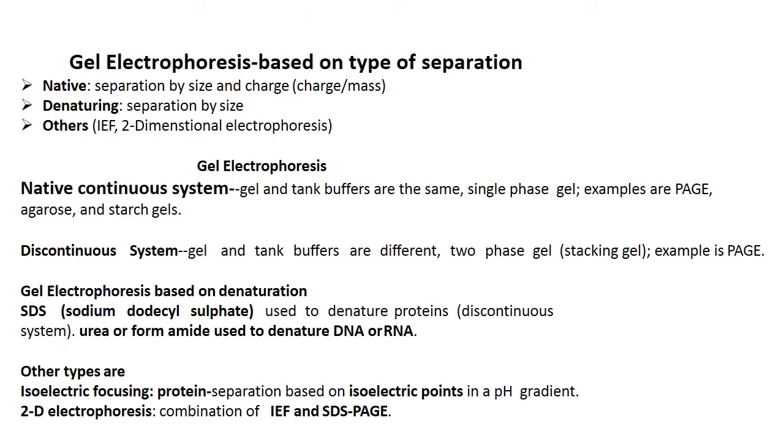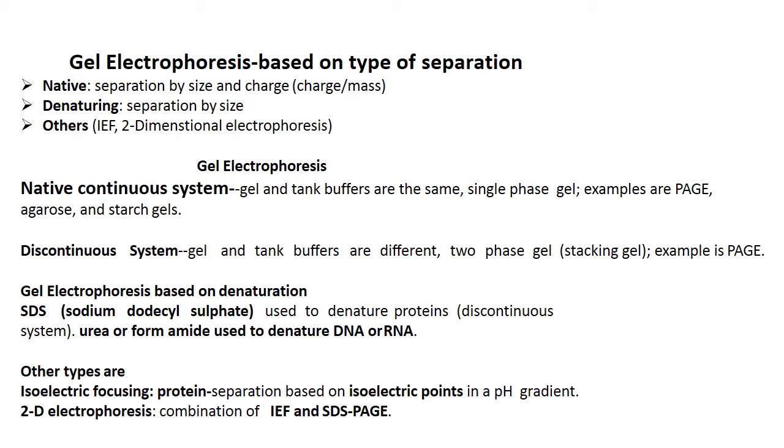Coming to gel electrophoresis based type of separation. Here there are two things. Native one, that is separation by size and charge, that is measured by charge by mass ratio. Then denaturing, that is separation by size, and others like two-dimensional electrophoresis.